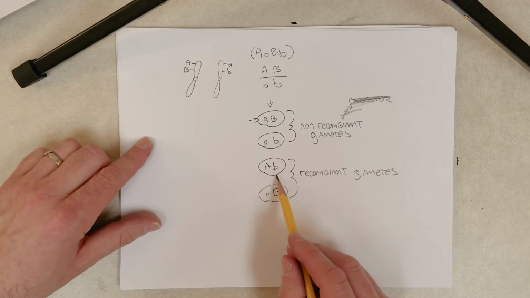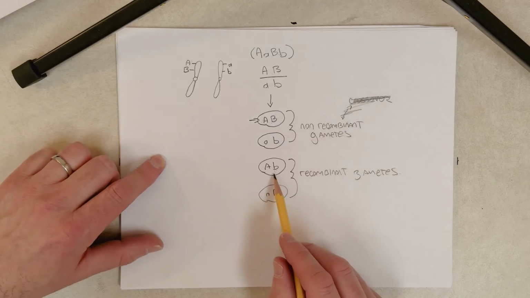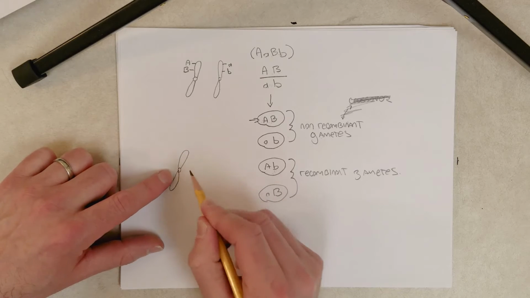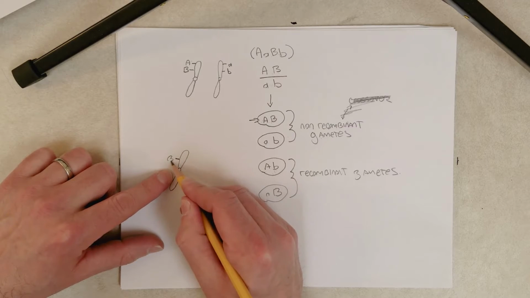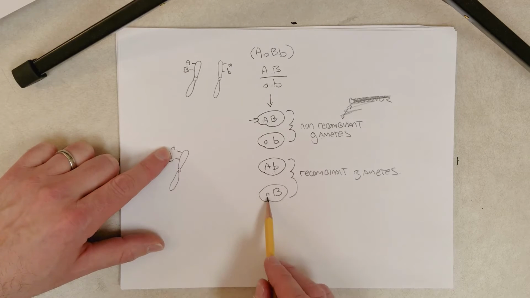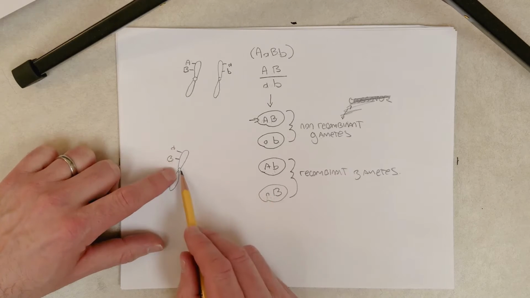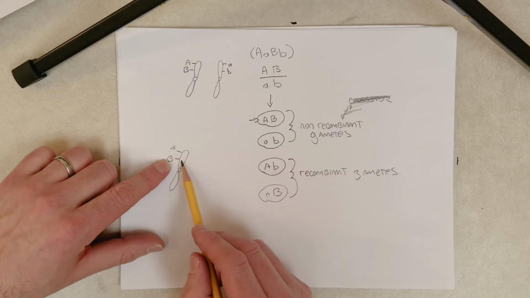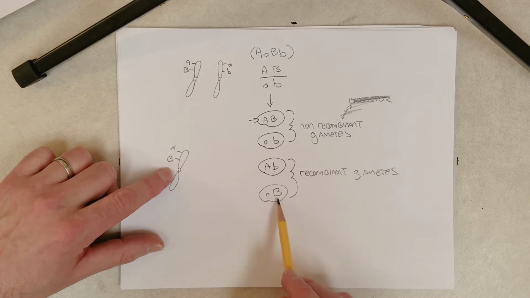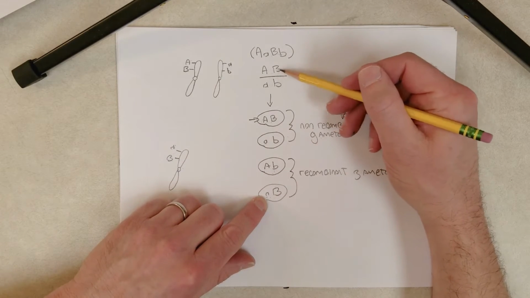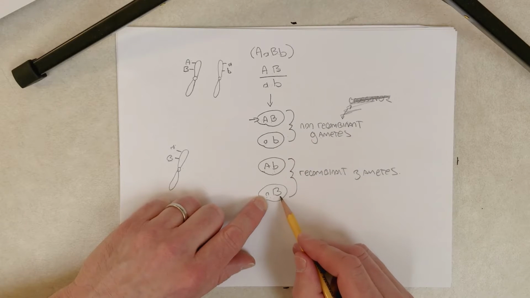However, down here, what happened? Essentially, now we have big B with little a. So this gamete has this chromosome where the alleles have been changed. So this is a recombinant chromosome, and thus this is a recombinant gamete. Little a is with big B. That combination is not present in the parent. So this must be a recombinant gamete.